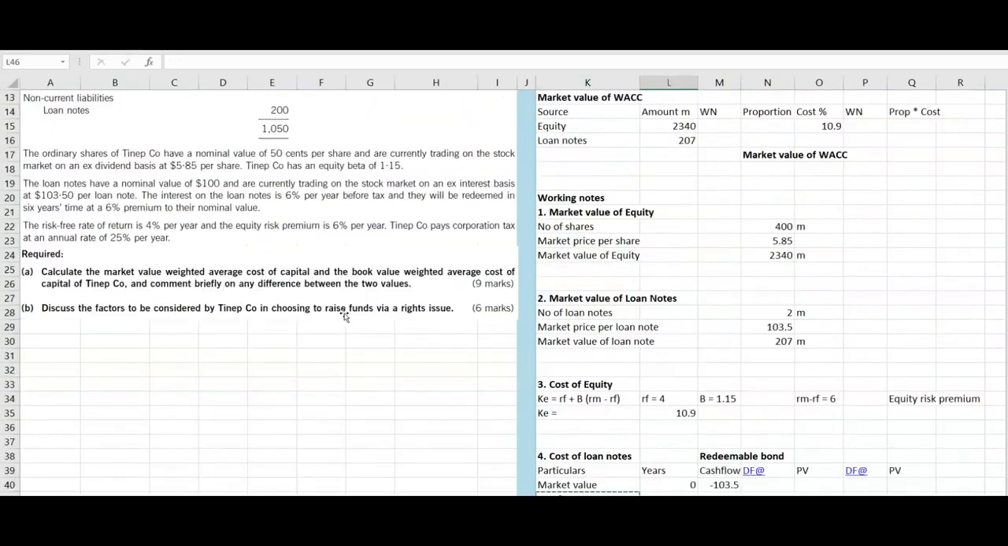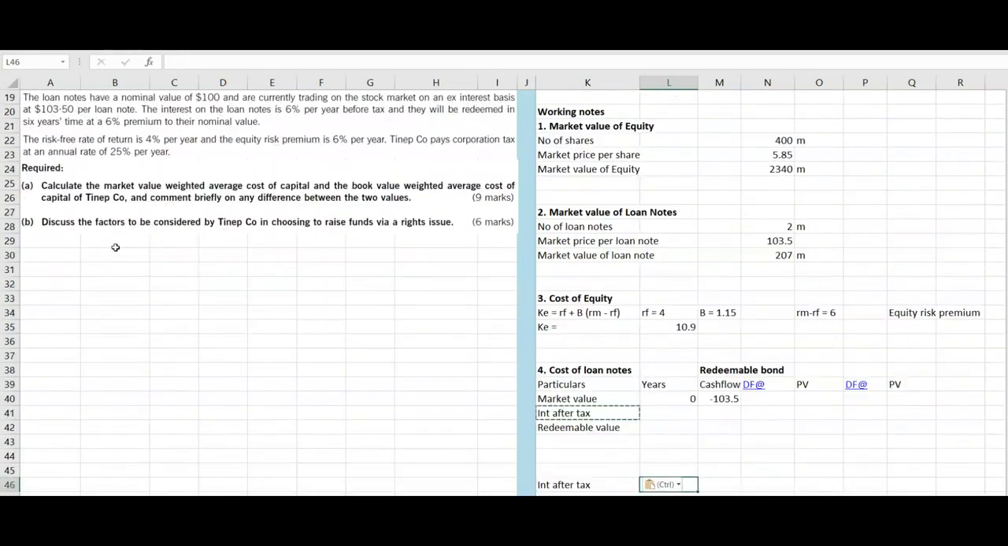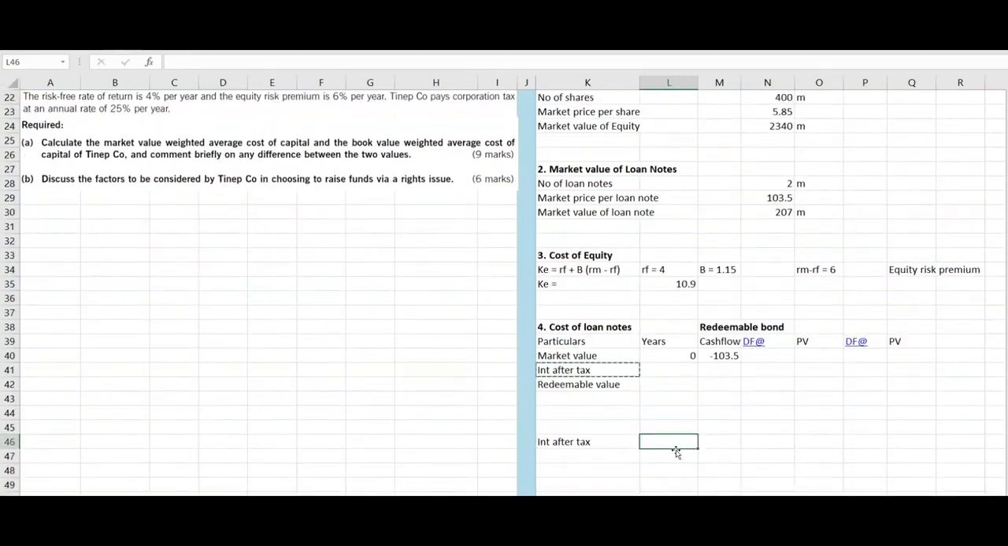So we'll calculate here. Interest is 6% before tax and tax is 25%. So we'll calculate here. Interest is 6% and tax is 25%. So 6 into 0.75, so we got the number. We got 4.5. This 4.5 you can take it here.